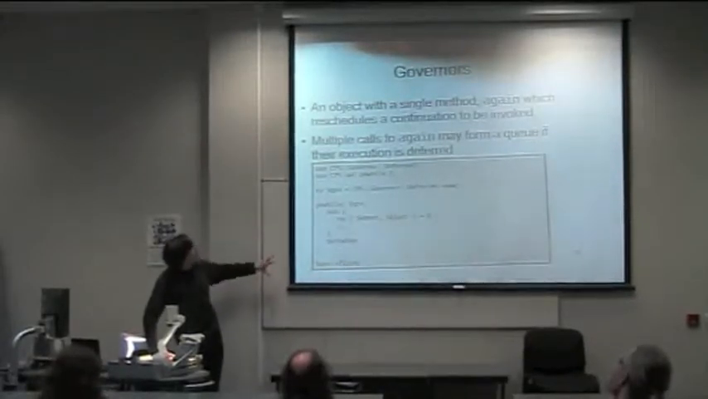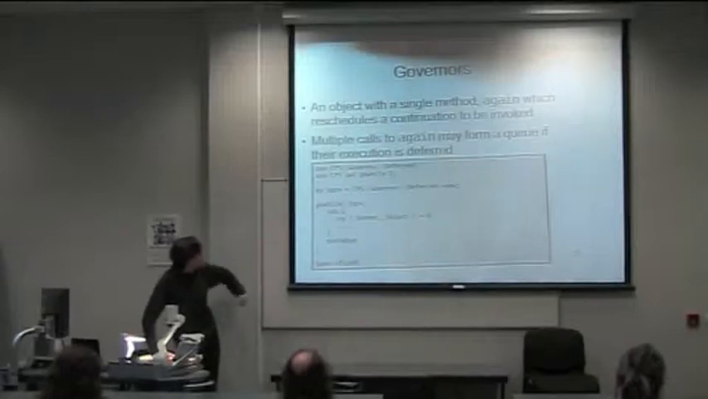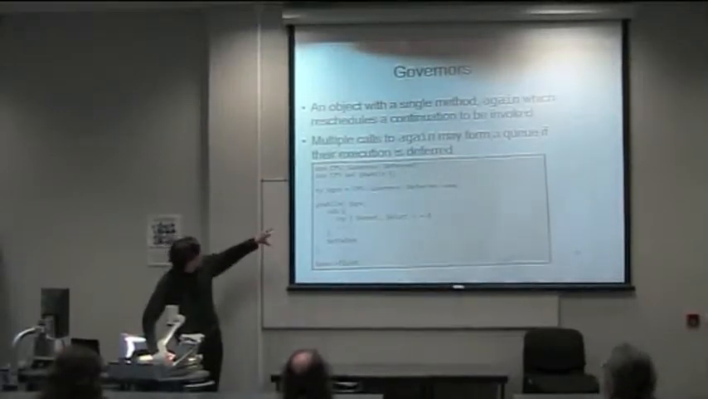Create two loops sharing the same governor, and then cause them to run. What happens is they iterate, so you get one call for the first loop, one call for the second one, so bouncing back and forth.